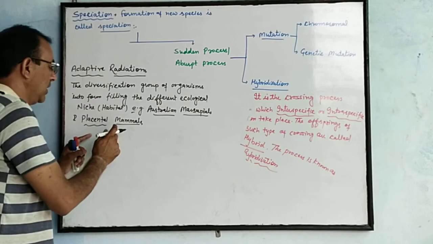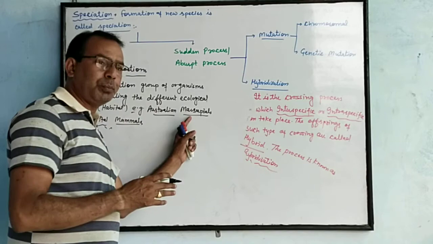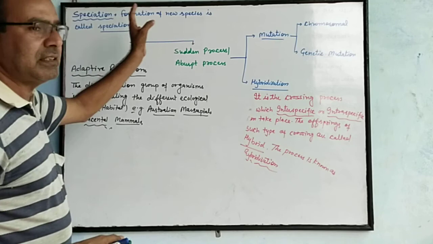In Australian marsupials such as koala, wombat and kangaroo, there is a sac-like structure in the female body in which they can hide their offspring from the external environment as well as predators. These are adaptive radiations and speciation. Clear?